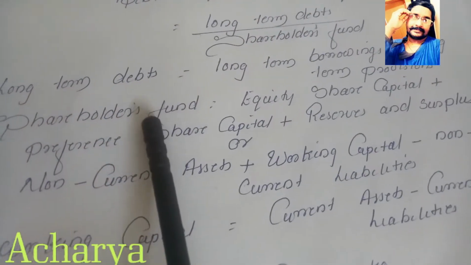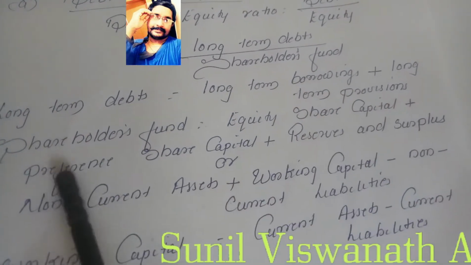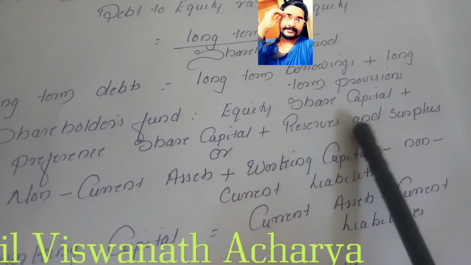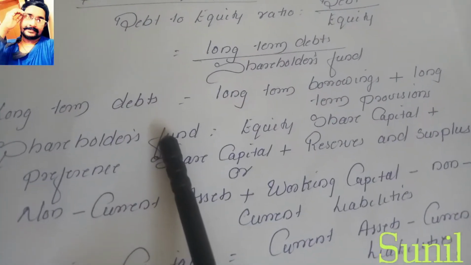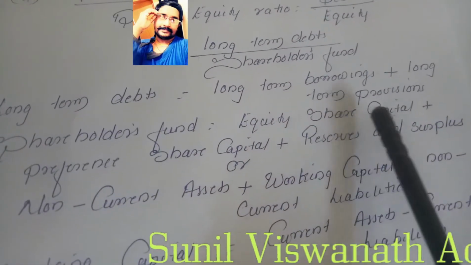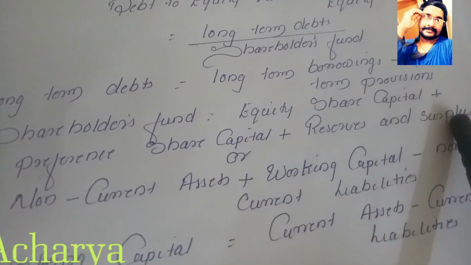Shareholders fund, how to calculate: equity share capital plus preference share capital plus reserves and surplus. It constitutes shareholders fund. How to calculate shareholders fund? Equity share capital plus preference share capital plus reserves and surplus.